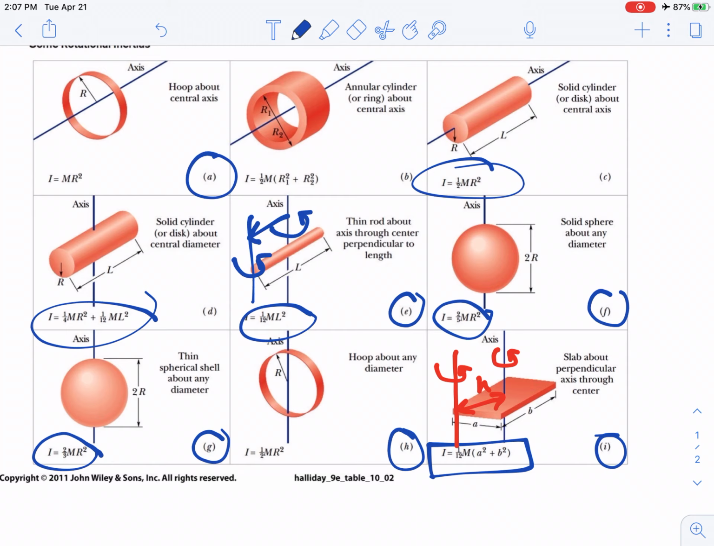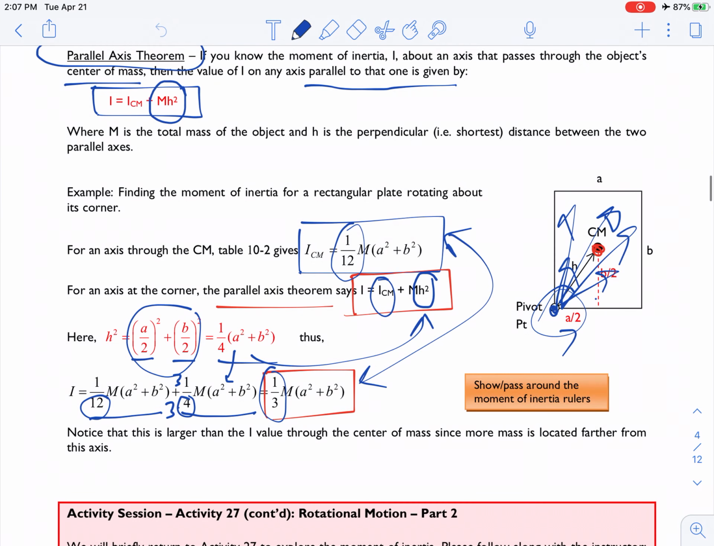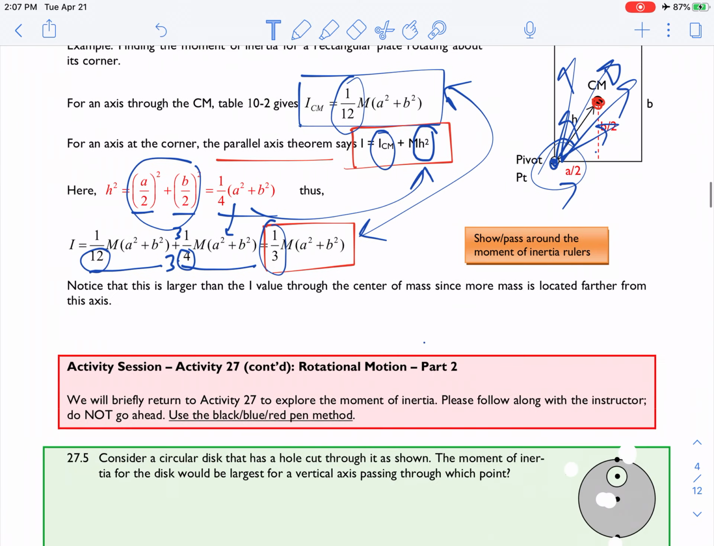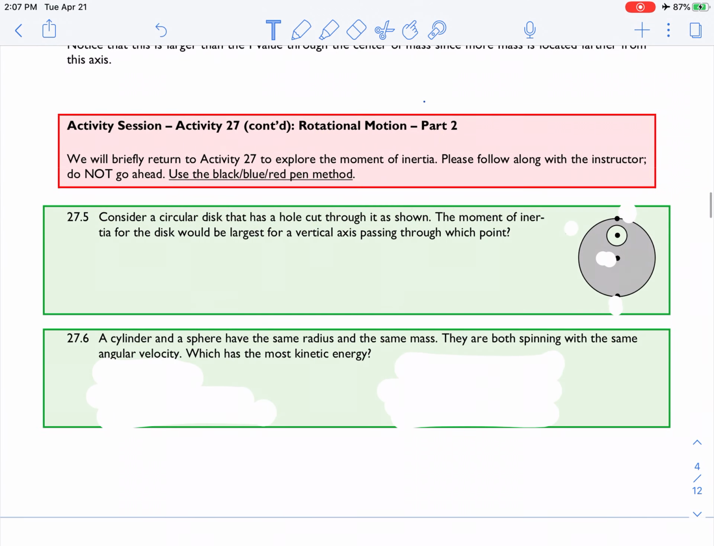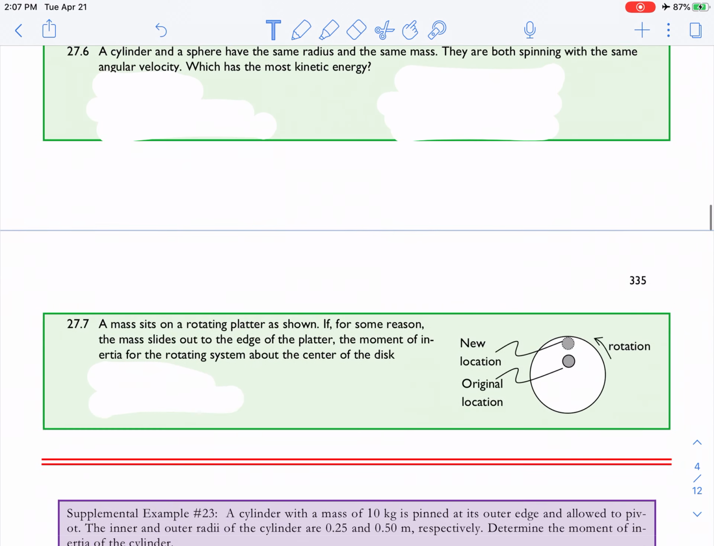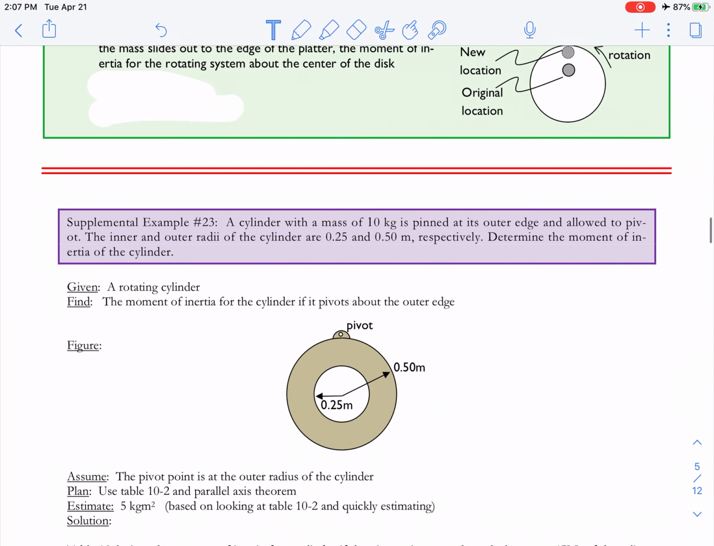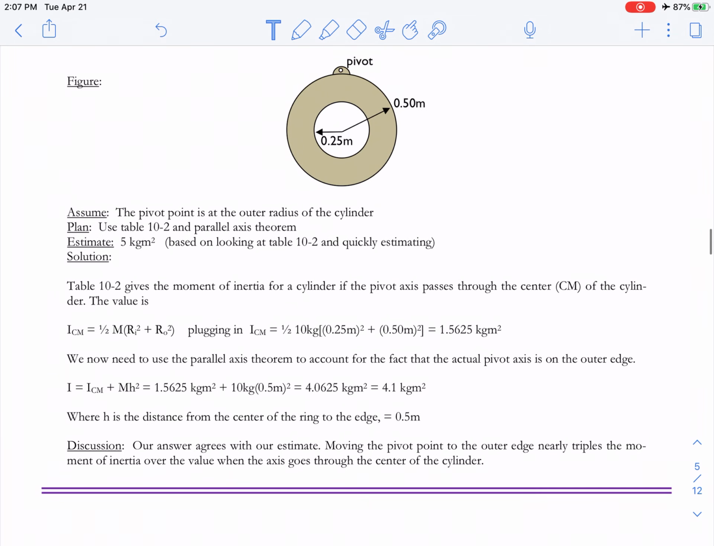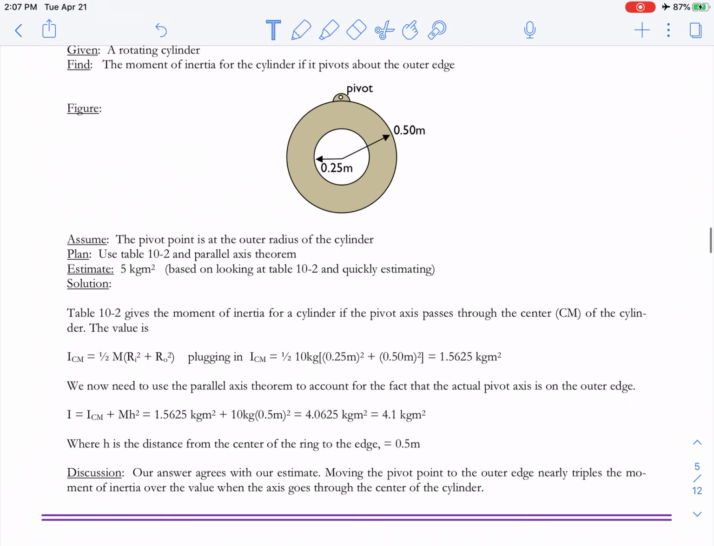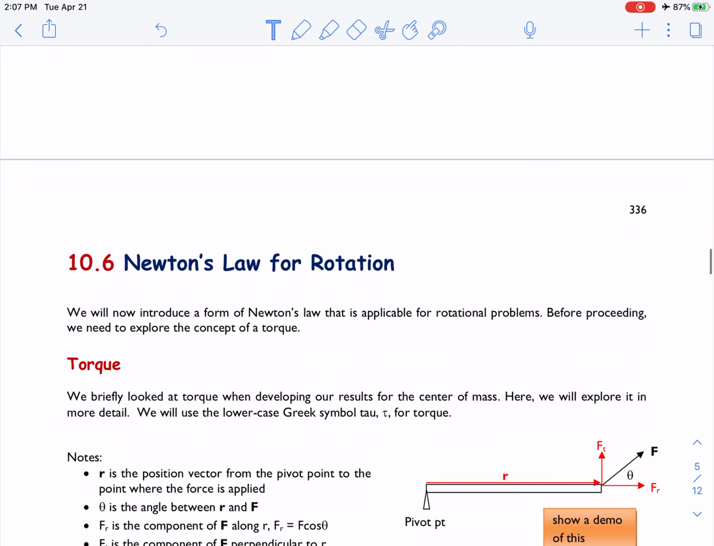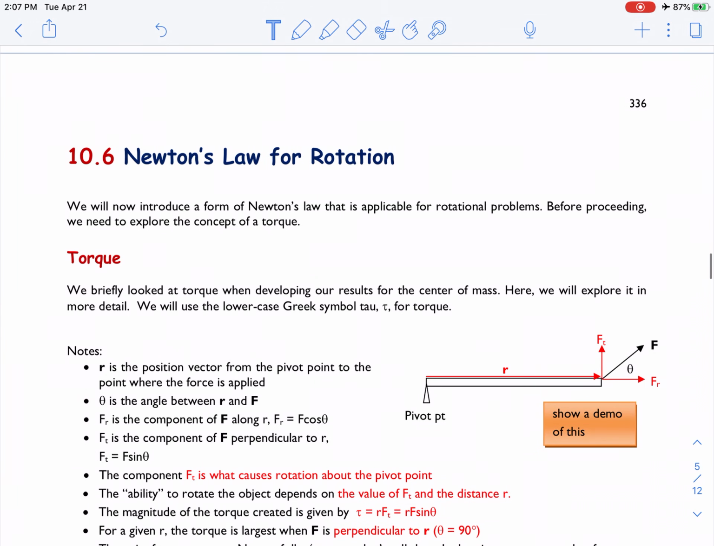Okay, next I'm going to go back to the notes, and these are the quiz questions that you will practice, and there's a nice supplemental example here. Please try to do this. The solution is already here, and in the next video I'm going to talk about the second law in the rotation form.